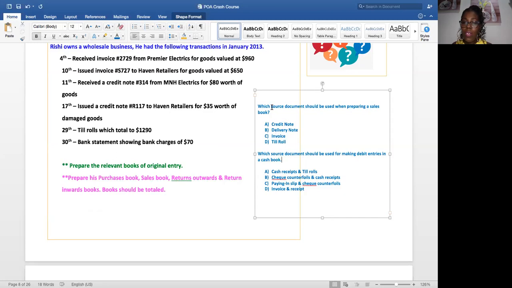So the answer for the first one would be, for the sales book, an invoice, because we would have sold goods. And we issue a sales invoice when we sell goods, right? The second one, who wants to take a guess? You guys want to take a guess in the chat room? Yes, the answer is E.